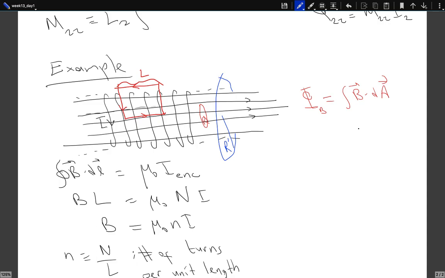And what is the direction of dA? You choose. Let's choose it to be in this direction. So B is in this direction, dA is in the same direction. So B dot dA is just the product of the magnitudes. B is constant, mu 0 n and I. The integral of dA. What is the area bounded by our ring? Pi r squared.